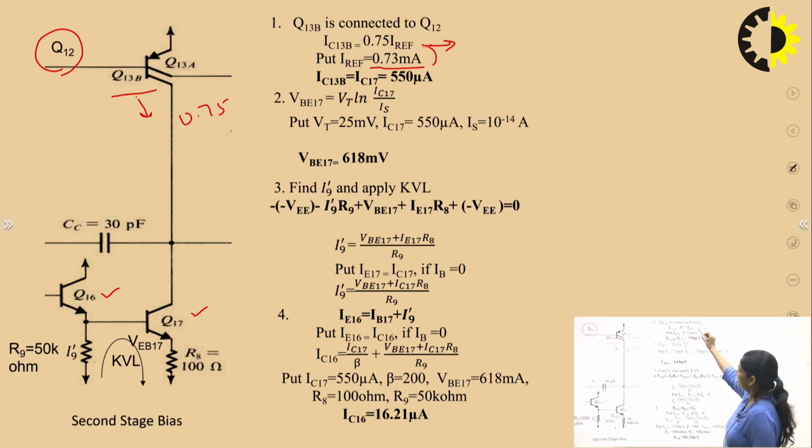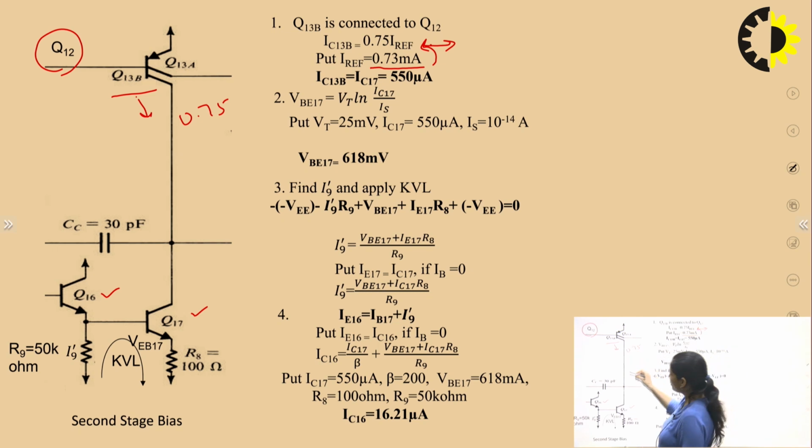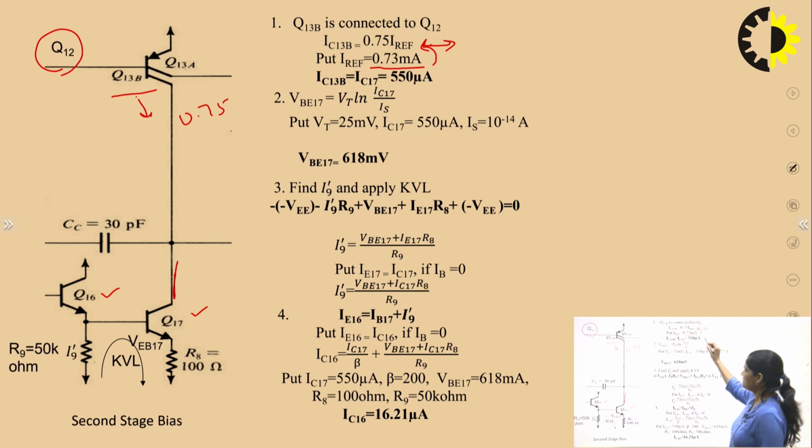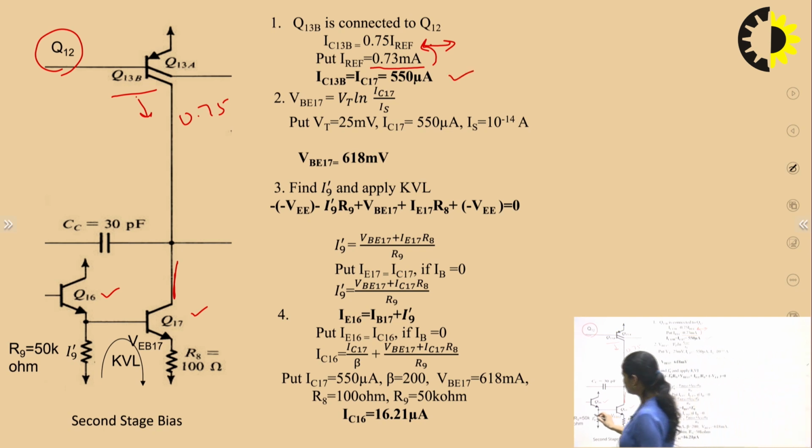So you can put here the value of I reference and you will get IC13B, or you can say the collector current of this transistor Q17, is 550 microampere. Now here also we should know the value of the current flowing across the emitter terminal of this transistor Q16. This is an unknown value, we have to find out I9 dash.